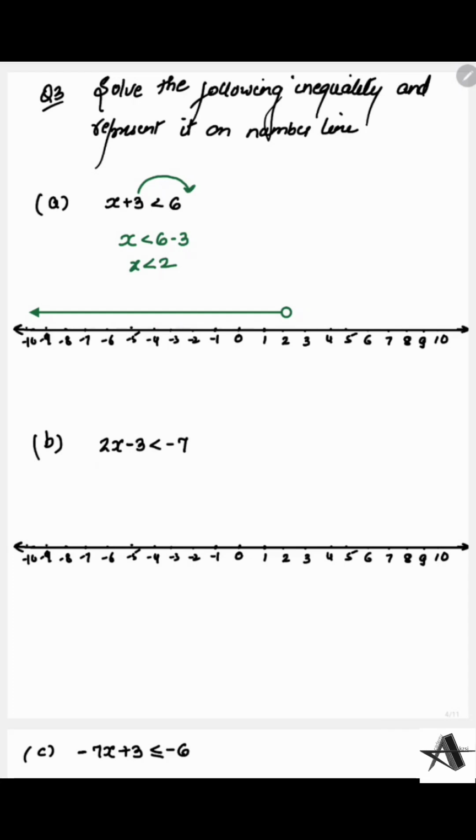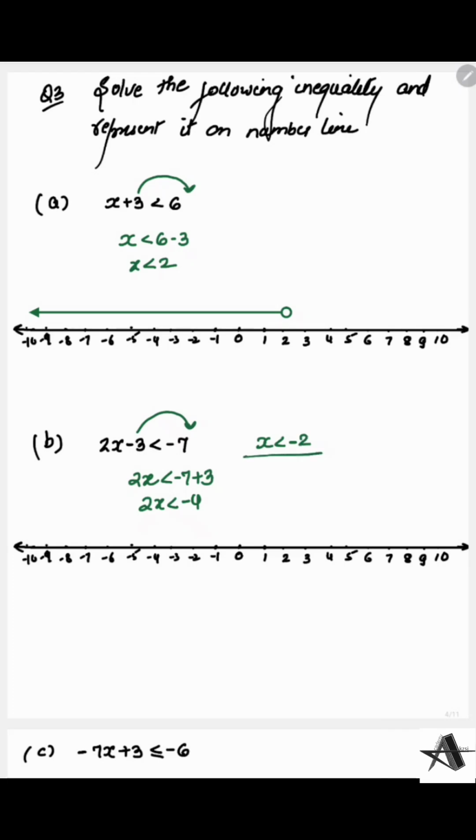Next is the same, I'll do transposition. So whenever we transpose, always change the sign. Don't forget to change the sign. So 2x is less than negative 7 plus 3. So 2x less than negative 4, and divide both the sides by 2. You will get finally x is less than negative 4 over 2, which is negative 2. So x is lesser than negative 2.